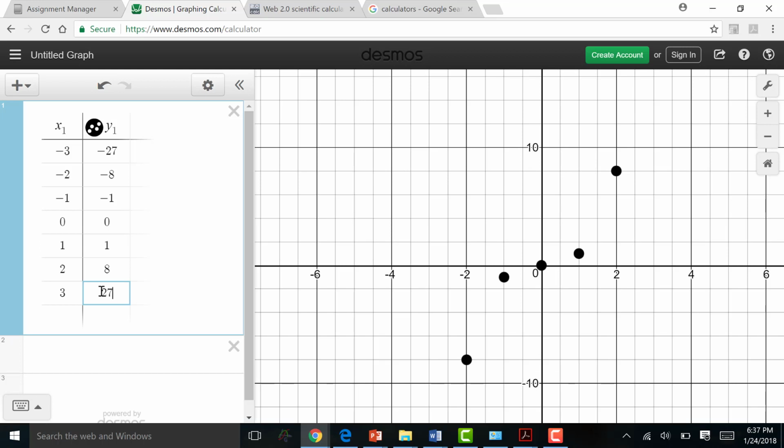Do you see 7 dots on the screen? No, we gotta change our graph. Aha, we got to change our graph. What's wrong with it? Your window is too small. So because our window is too small, we got to adjust our window.